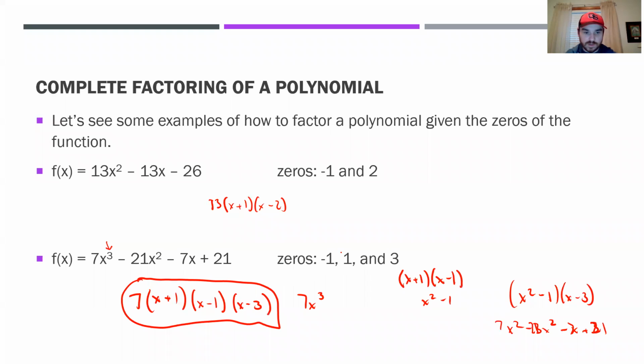And again, given the zeros, it's really easy. You just make the factor the opposite of whatever the sign of the zero is. So -1 goes to x plus 1, 1 goes to x minus 1, 3 goes to x minus 3, and then you can multiply it by the leading coefficient.